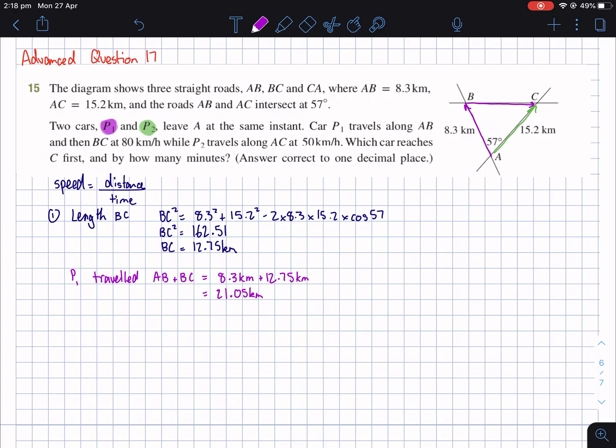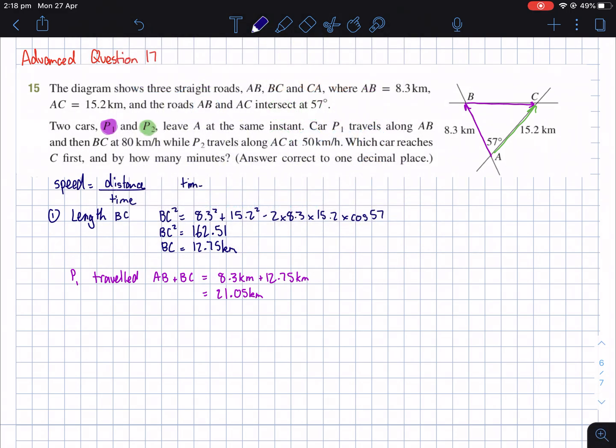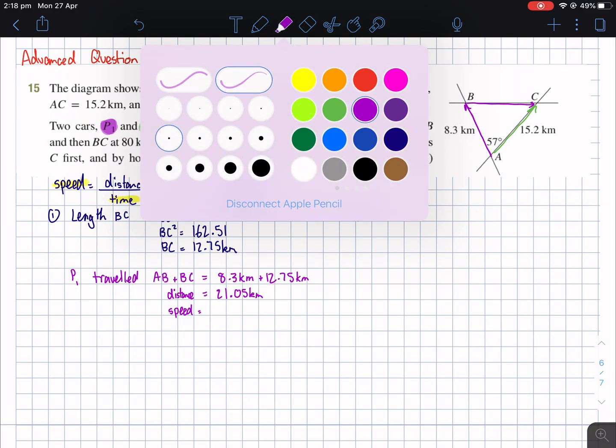So let's figure out its time. So if we know speed equals distance over time, we know time equals distance over speed. Because technically we've timesed both by time and then divided both by speed. But whenever you have two things and what you want is on the bottom, you swap them. Okay, so we know distance equals that. Speed, in the question they told us it was 80 kilometres per hour.